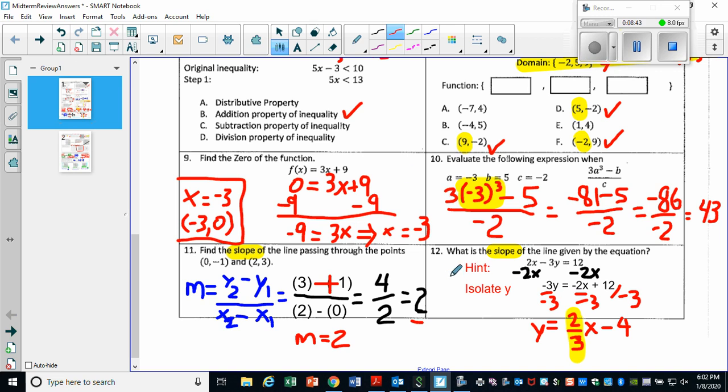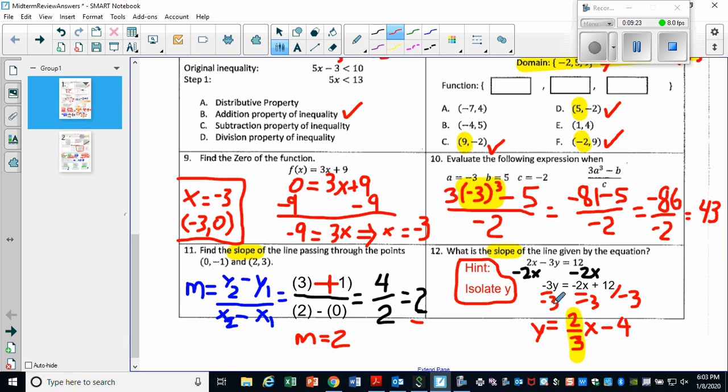12. Slope. Hint: isolate y. Once you isolate the y, which you did here first, subtract both sides by 2x: -3y equals -2x plus 12, and divide each and every part by -3. As a result, you have a positive y because the -3's cancel. -2 divided by -3 becomes a positive 2/3. Keep the x, and then 12 divided by -3 is -4.